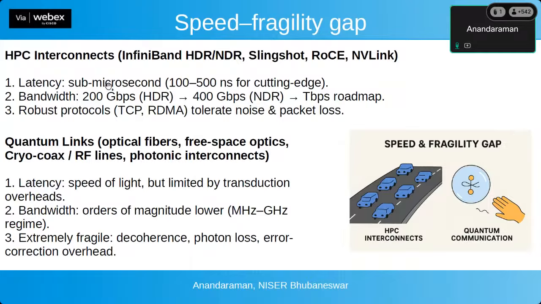So latency is sub-millisecond, 100 to 500 nanoseconds for cutting-edge techniques: InfiniBand HDR, NDR, Slingshot, RDMA over Converged Ethernet, NVLink from NVIDIA. Bandwidth is 200 Gbps for HDR, 400 Gbps for NDR, with a Tbps roadmap. So they have a roadmap from Gbps to Tbps. They have robust protocols, TCP or RDMA. So it is very good.